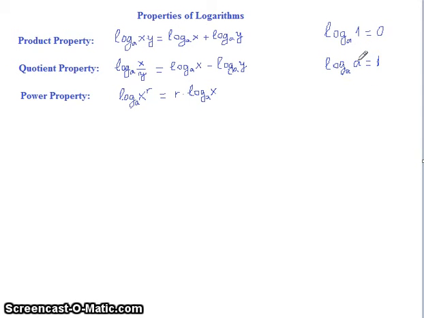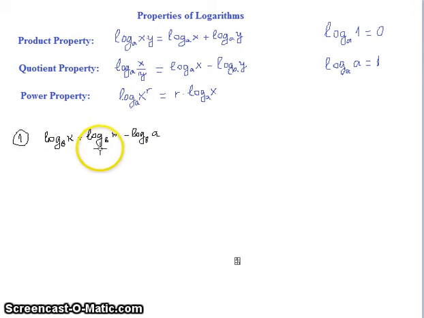Now let's solve a few questions. The first example is to write the given expression as a single logarithm with coefficient 1. We'll assume that all variables represent positive real numbers, because logarithms are defined only for positive values of the variables.